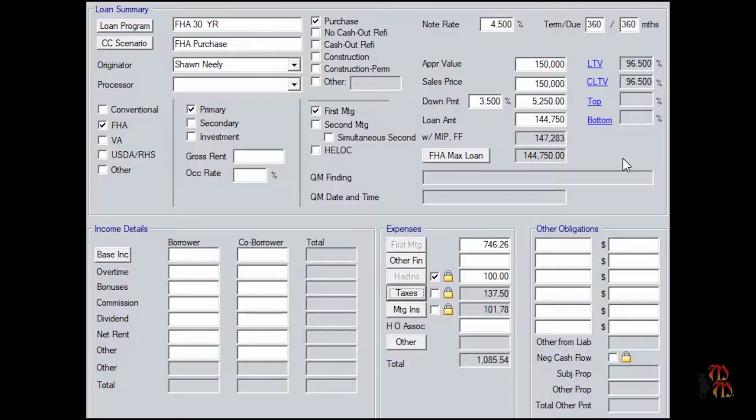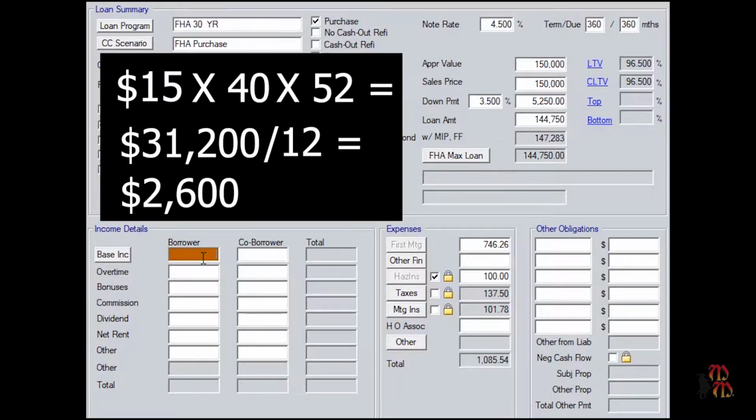All right, so what we're looking at here is trying to figure out what is it going to be once we get some income in here. So for this example, we're going to start out and say somebody makes $15 an hour. So if somebody makes $15 an hour, I'm going to say 15, and we're going to say 40 hours a week, so that's times 40, and then they're going to do that 52 weeks a year times 52, so it's going to be $31,200 a year divided by 12, so it's going to give you $2,600 a month.